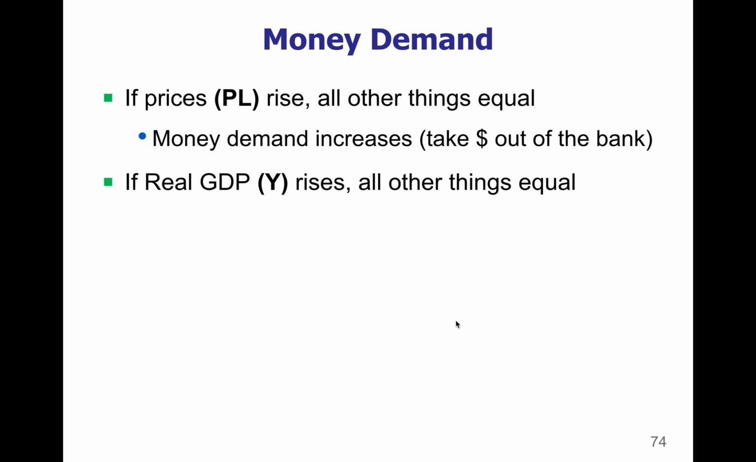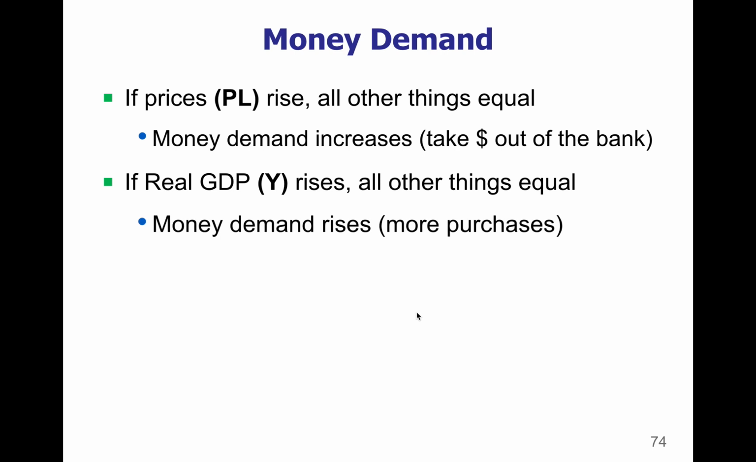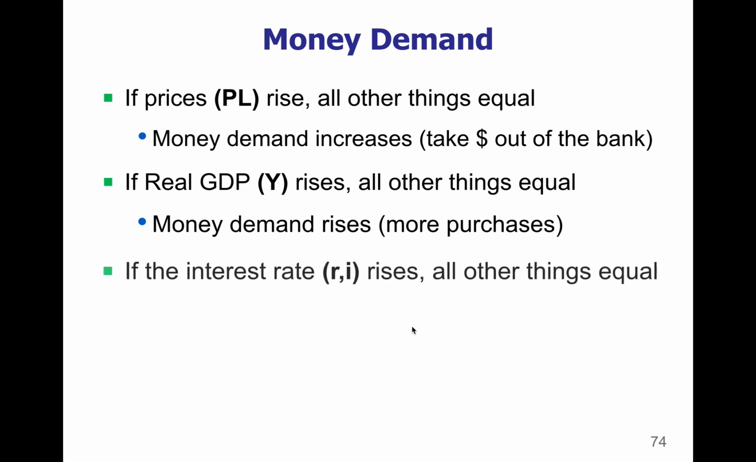If real GDP goes up while incomes and prices have stayed the same, then money demand is also going to rise. Real GDP rising means that people are making more money, people are employed. That means people are generally doing well, and they're going to be making more purchases.